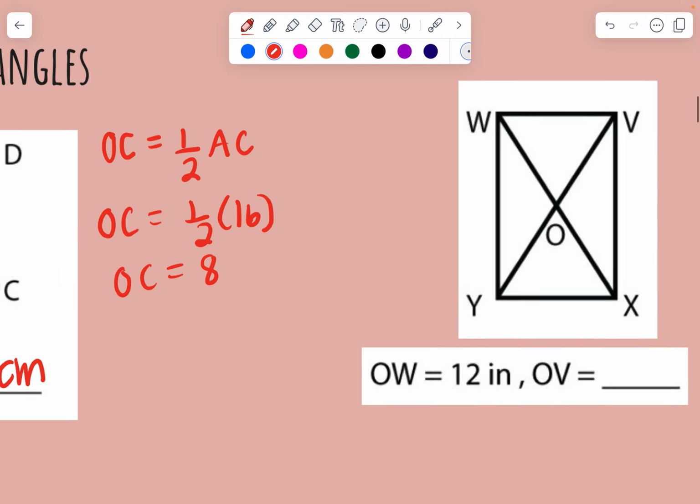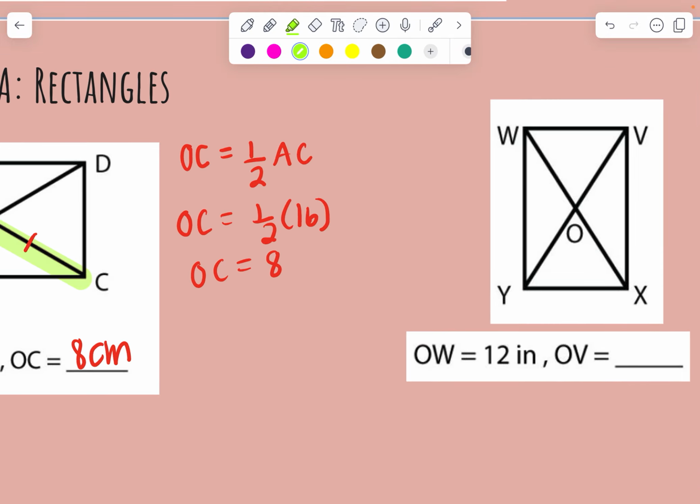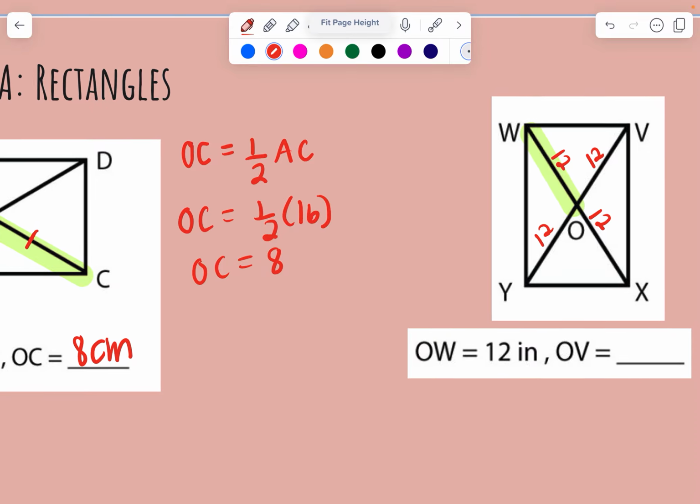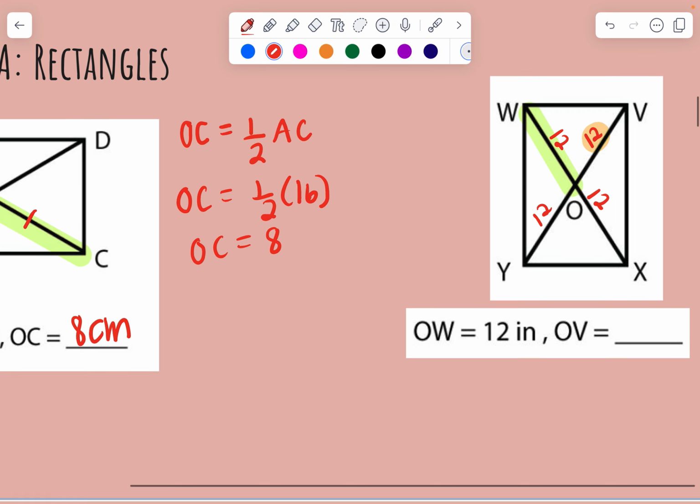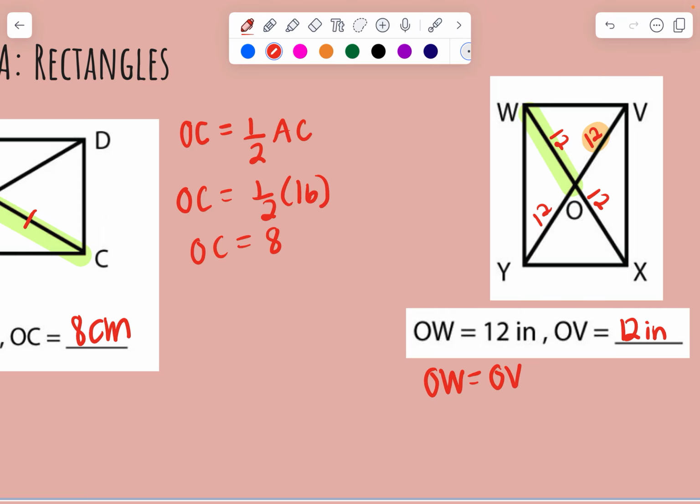So get another one here. They're telling me OW, so just this part, is equal to 12. Well, if that's 12, that means each little part of our diagonal here is equal to 12. They want to know what OV is. Well, we just found this. OV is also 12. We know that OW and OV are the same. So if OW is 12, OV is also 12 inches.